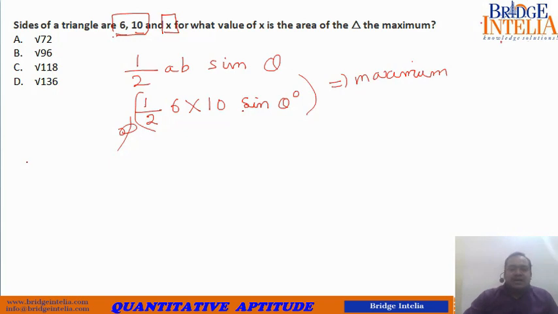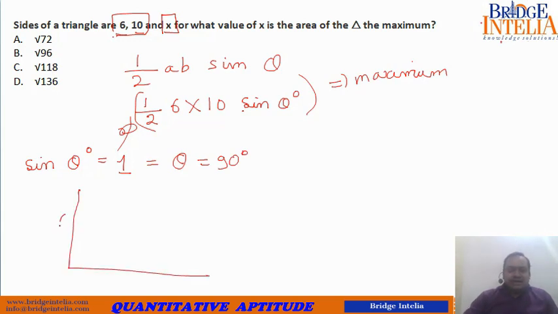So sine theta attains its maximum value at what value of theta? Sine theta can have a maximum value equal to 1 when theta is equal to 90 degrees. So it is clearly understood that if two sides are given, 6 and 10, and you expect the area to be maximized, then please keep this angle equal to 90 degrees. It is as simple as that.